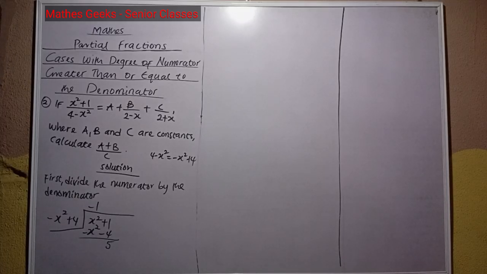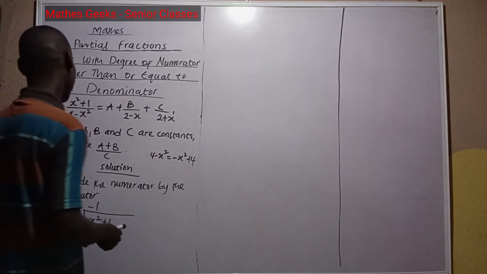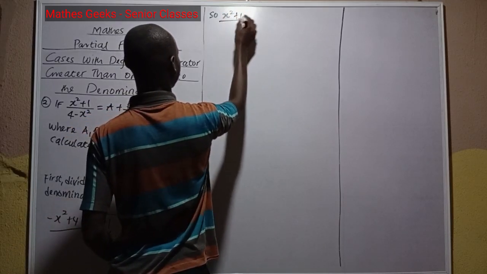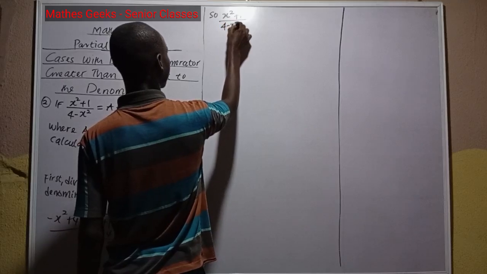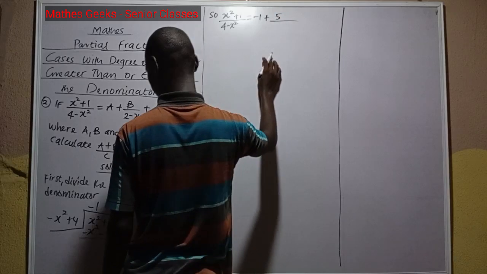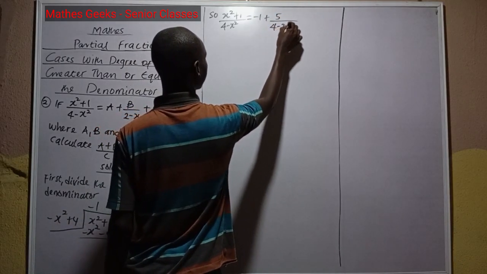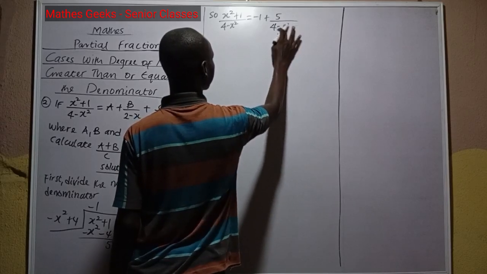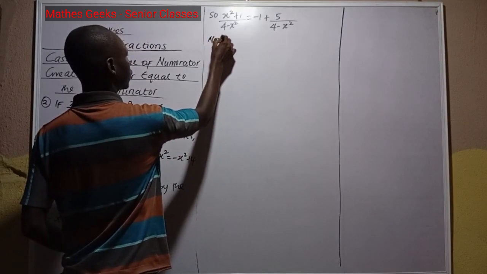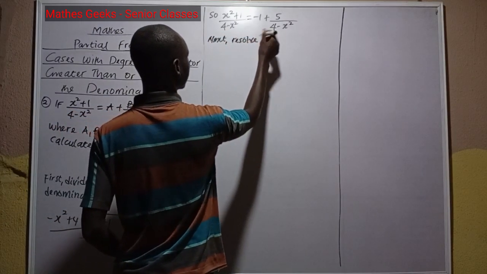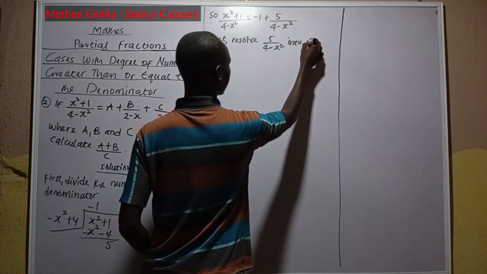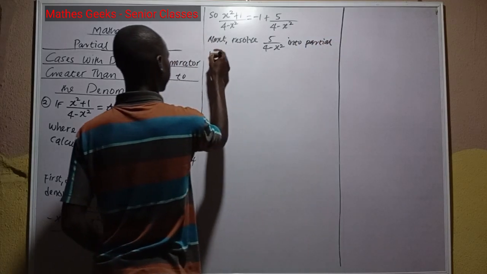So this tells us that from our division, x squared plus 1 over 4 minus x squared is equal to minus 1 plus 5 over 4 minus x squared. Okay. Next, 5 over 4 minus x squared into partial fractions.